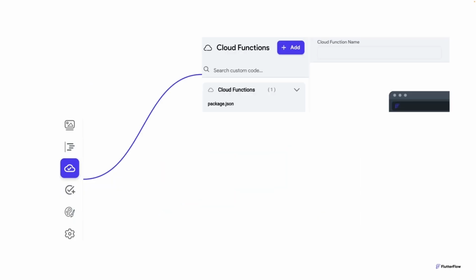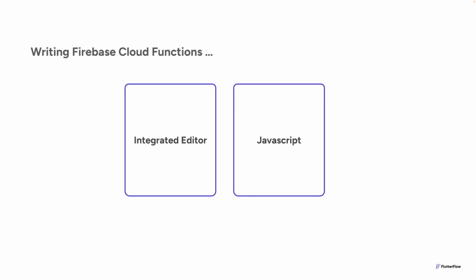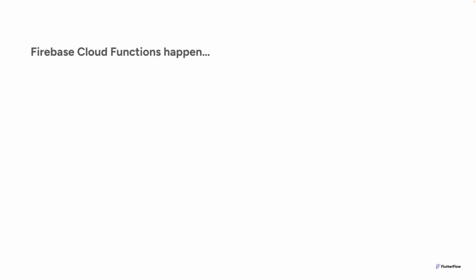FlutterFlow allows you to write and deploy Firebase Cloud Functions directly within the App Builder dashboard. To write and deploy your function, you should use the integrated code editor and write it in JavaScript. If you don't know JavaScript, I must admit it's one of the easiest languages you can learn quickly, though we will not cover teaching the basics of JavaScript in this video. There are several triggers for Firebase Cloud Functions, but four might be more important for you.